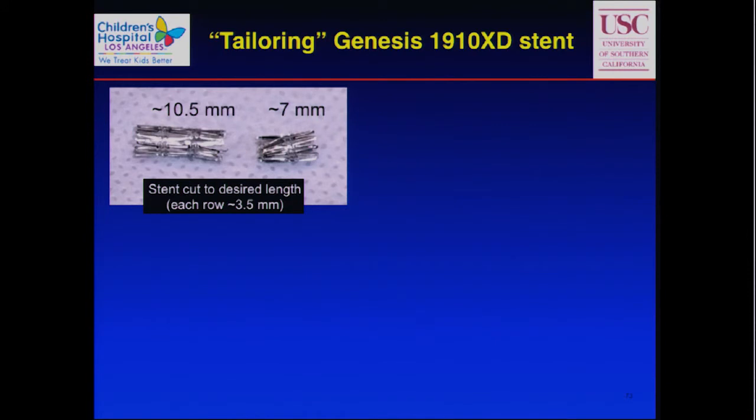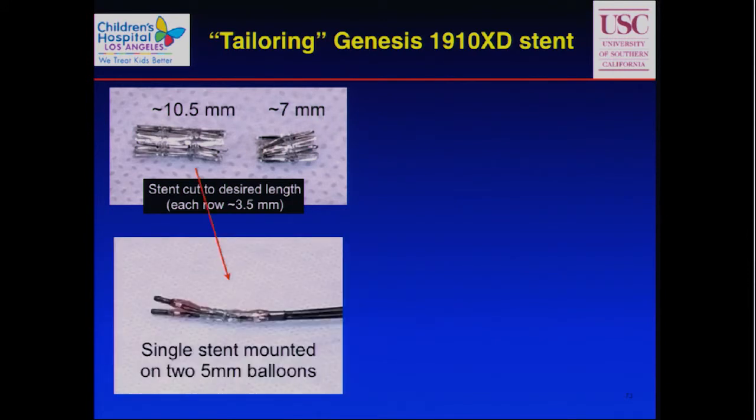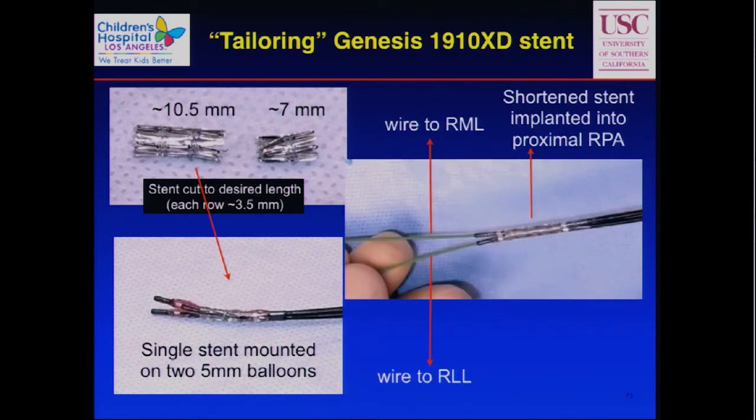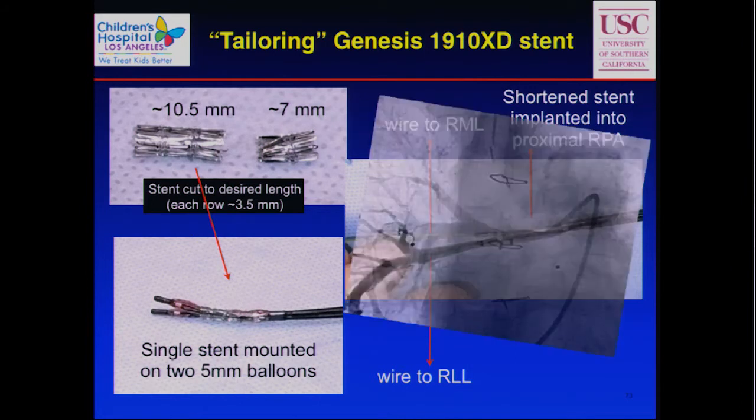Because it's so short, we can take the stent and cut it into a smaller length, and then mount the single stent on 2 balloons. Now you can put 1 wire into 1 lobe, 1 wire in the other, and position the stent so that it doesn't jail. The beauty of this in the open system is that you can see exactly where you're putting it. This is the angiogram overlaid so you can see what it looks like. One wire to the upper lobe, the other to the lower lobe. The stent will never jail any branch.